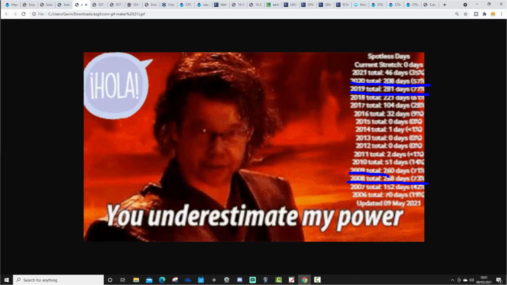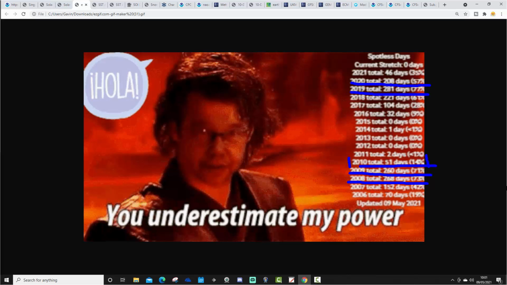2009 had almost the same percentage, actually, the first year. So cycle 24 had 260 days without sunspots, that's 71% of the year. Our comparable year this year is 2010, and that had 51 days without sunspots. I can't quite make the percentage out on that, actually. I think it's about 14%.